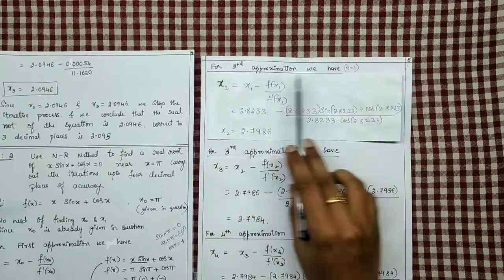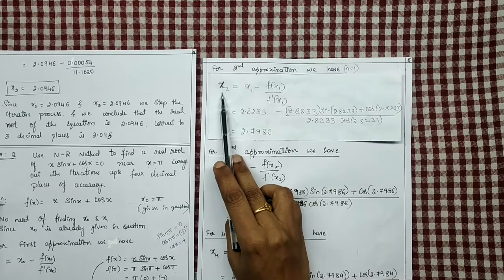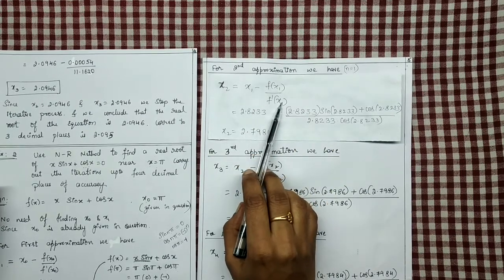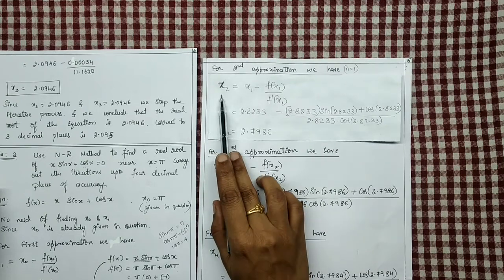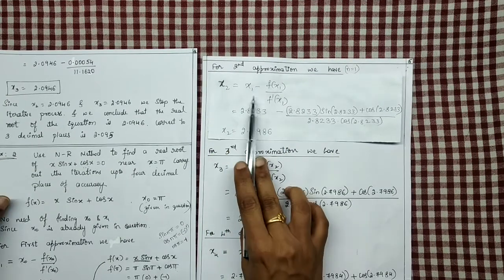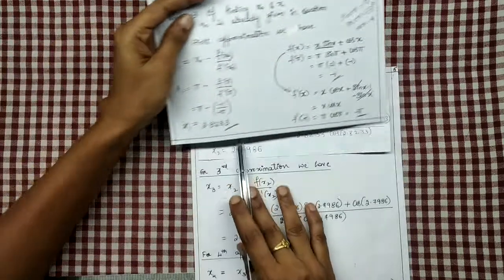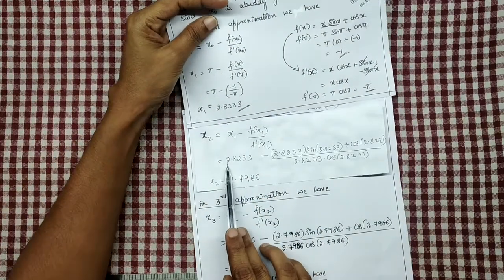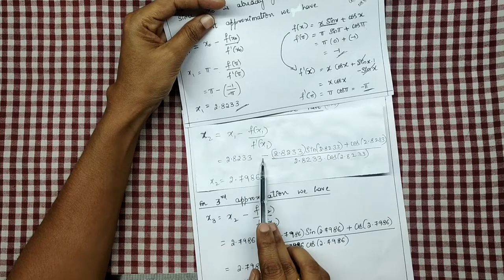for the second approximation, put n is equal to 1 so that we will get x2 is equal to x1 minus f of x1 divided by f dash of x1. So in the same Newton-Raphson formula, if you put n is equal to 1, you will get x2 is equal to x1 minus f of x1 by f dash of x1. So x1, what is x1 value? x1 value we already found here. See, x1 is equal to 2.8233. Substitute x1 as 2.8233 minus f of x1.